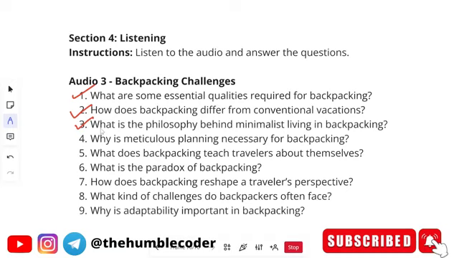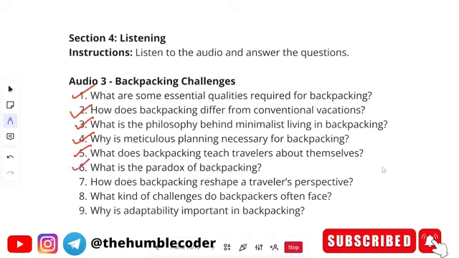Moving on to the next question, what is the philosophy behind minimalist living in backpacking? The answer will be, the philosophy behind minimalistic living in backpacking is to rely on only what is necessary. Moving on to the next question, why is meticulous planning necessary for backpacking? The correct answer is, planning is important to understand local environments, customs, and possible risks. Moving on to the next question, what does backpacking teach travelers about themselves? The correct answer will be, backpacking teaches travelers self-awareness and resilience.